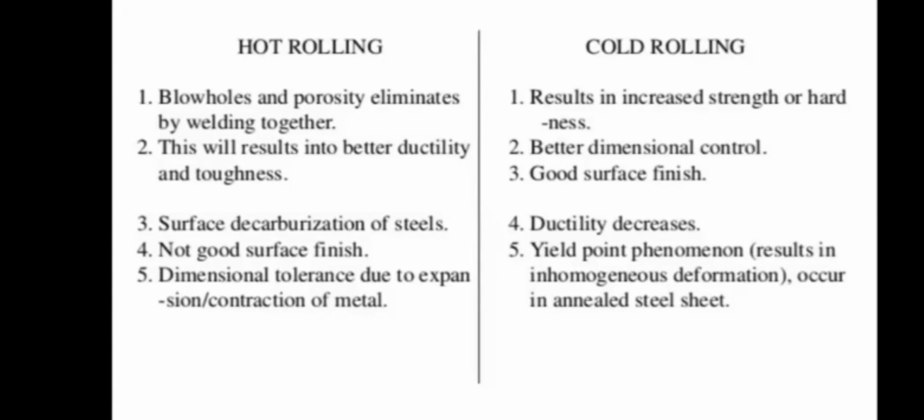Surface decarburization of the steel takes place in hot rolling because it is subjected to environmental conditions, and scale formation also takes place. There is no such problem in cold rolling. In hot rolling you will not get a good surface finish. Dimensional tolerance, due to expansion and contraction of the metal, will be poorer, so dimensional accuracy is less in hot rolling. In cold rolling it is high.